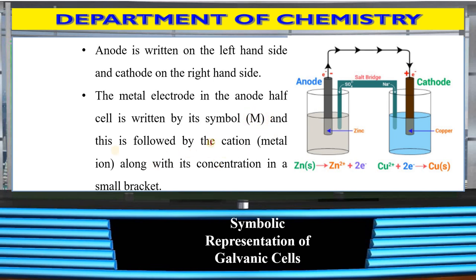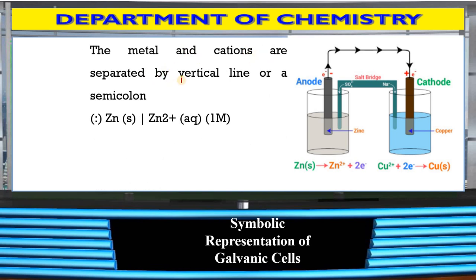This is followed by the cation, that is the metal ion, along with its concentration in small brackets. The metal and cation are separated by a vertical line. Suppose this is a half cell with an electrolytic solution of zinc sulfate and an anode made of zinc metal. The zinc electrode is present in a solid state, so in small brackets on the right-hand side of zinc, we need to write its state.